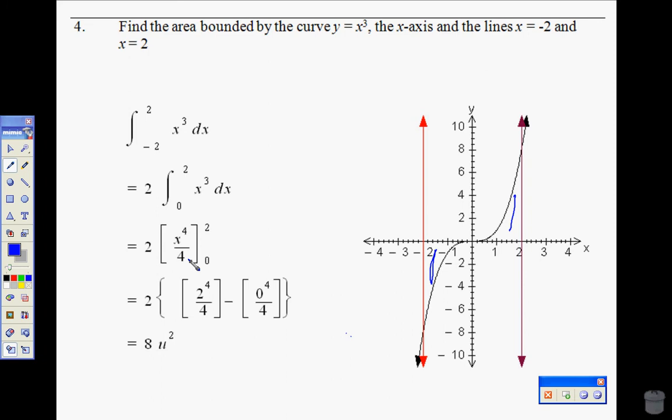x cubed becomes x to the power 4 on 4. We're going between 0 and 2, so substitute 2 in, substitute 0 in, double my answer, I get 8. So this area is 4, and the two areas together must be 8 because it's exactly the same. We're talking area, so we're not talking any direction, we're just talking magnitude.